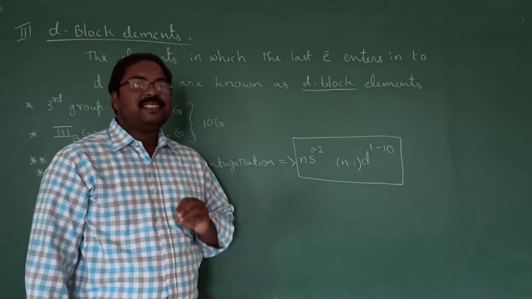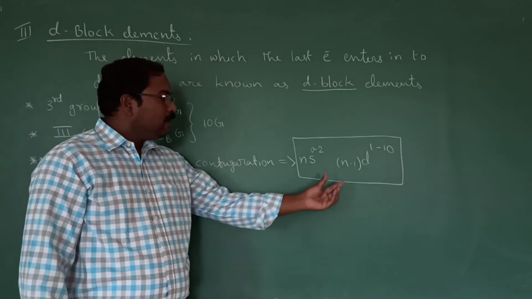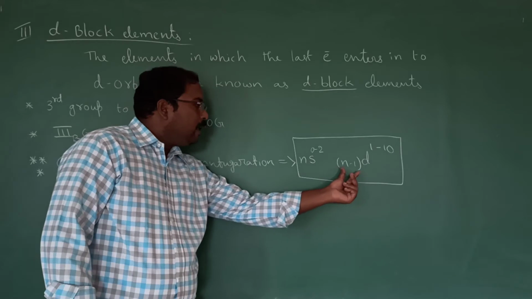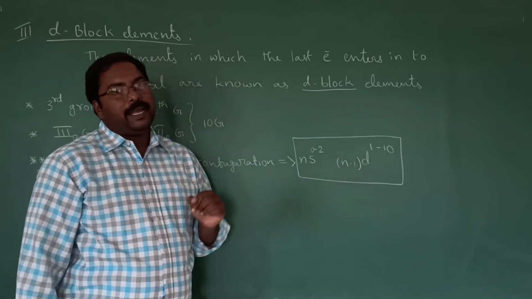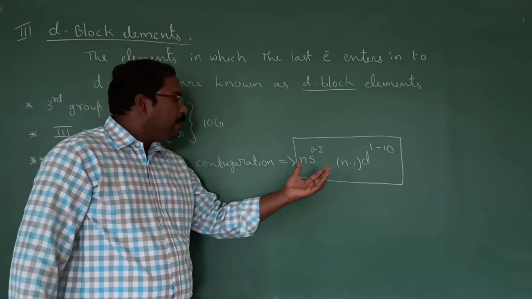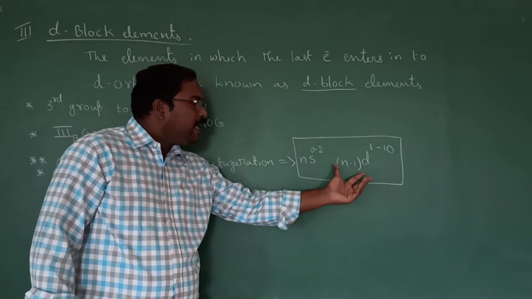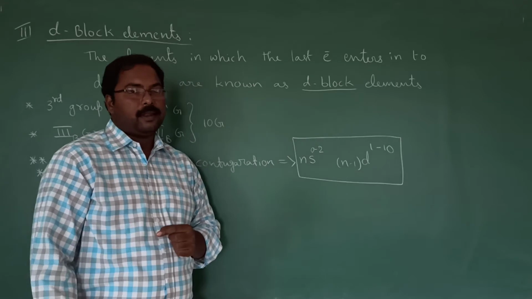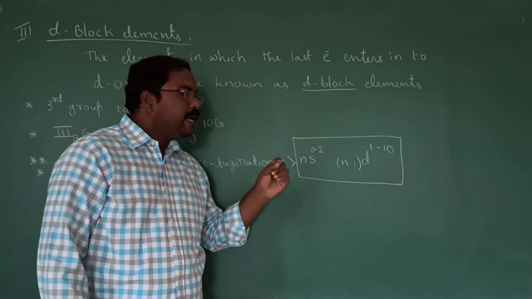So immediately some of you may get a doubt, the first time while you are listening. Sir, why is it n minus 1? Previously we wrote ns np. But in this case, we are writing n minus 1. Okay? So why are we writing like that?